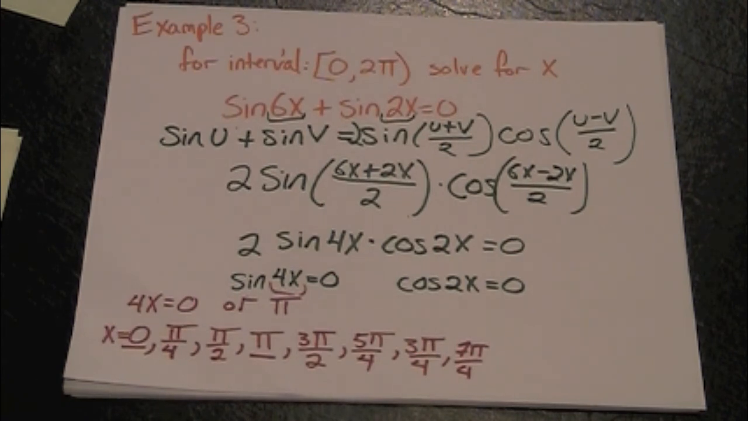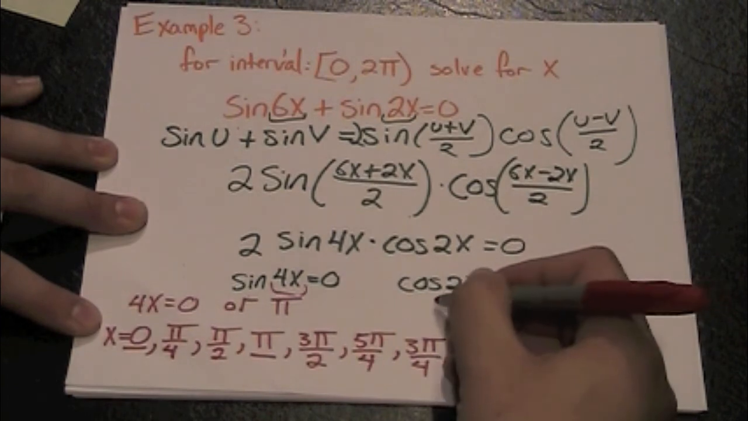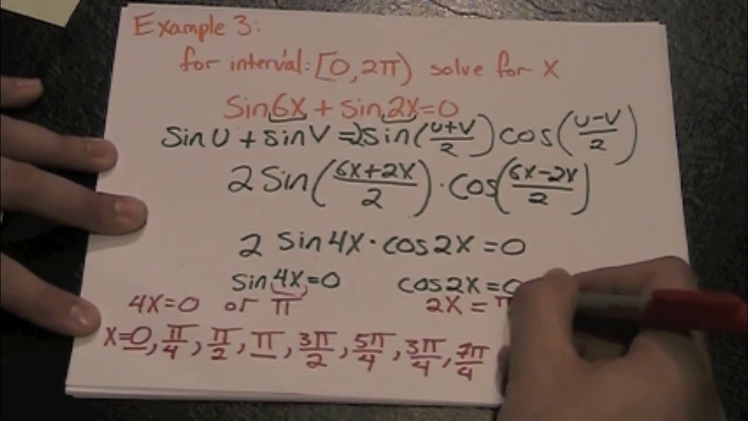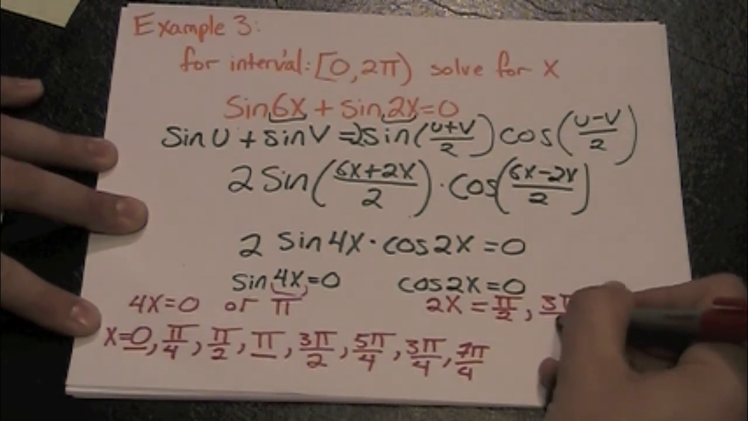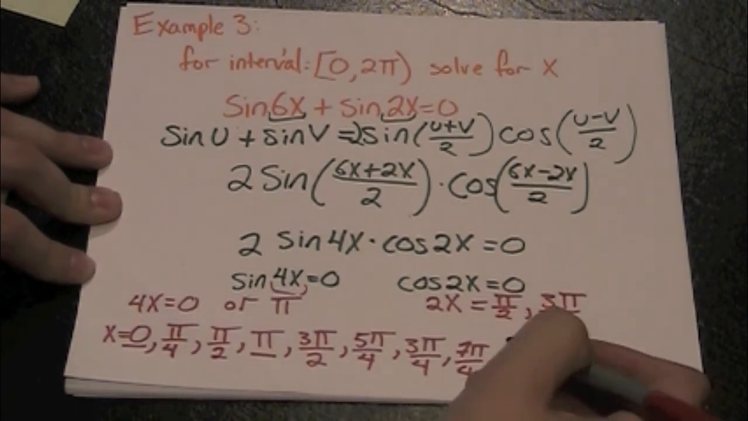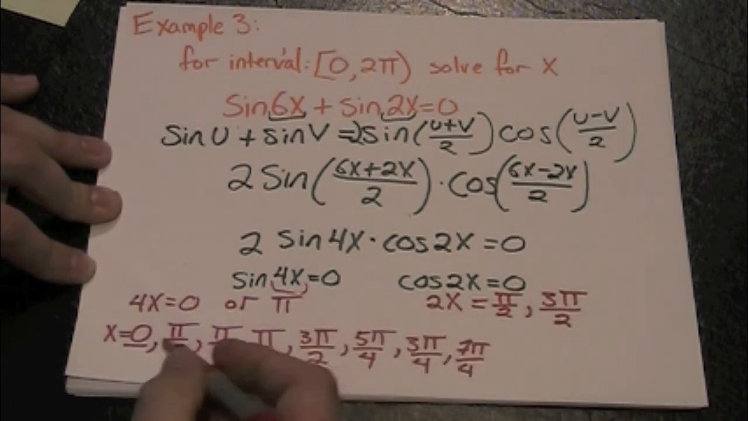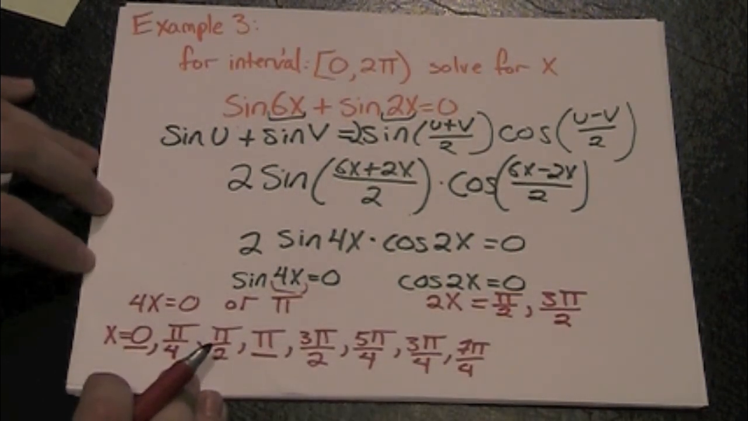If cosine of 2x equals 0, what that's going to give us is that 2x equals pi over 2 and 3 pi over 2. So we're looking for any values that multiply to either one of these. And I think those are actually all covered in the values we found for sine. So we're all set.